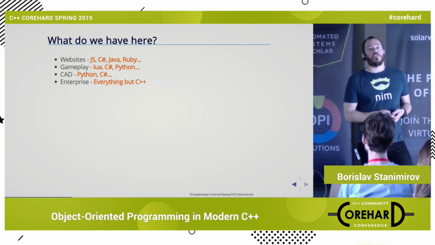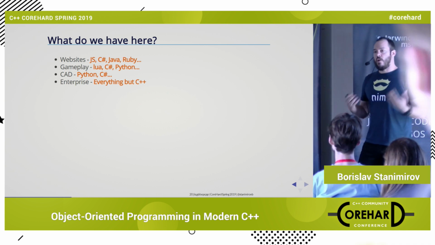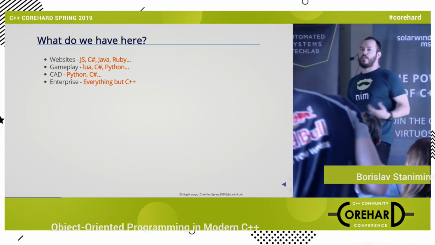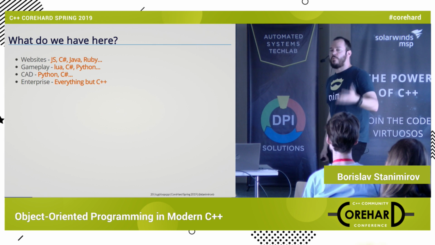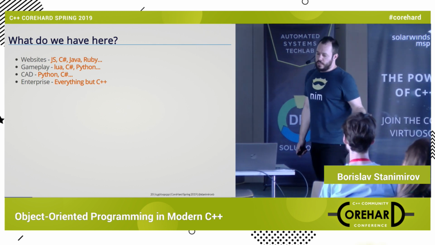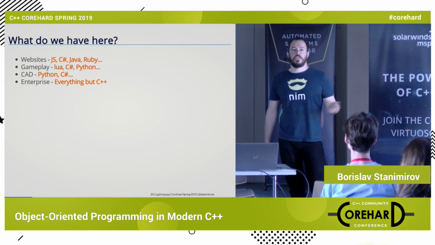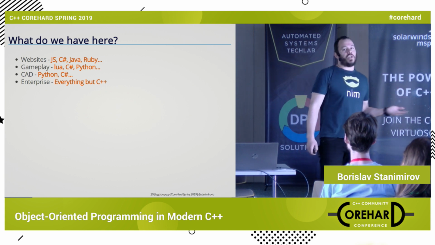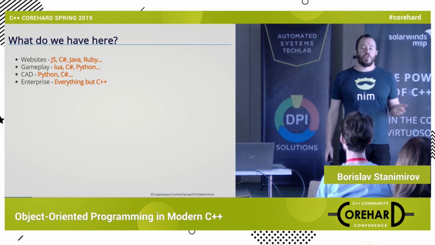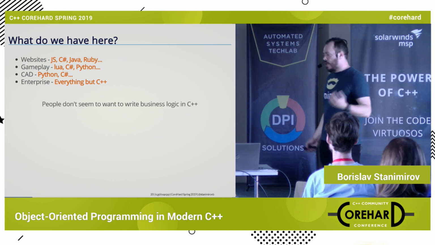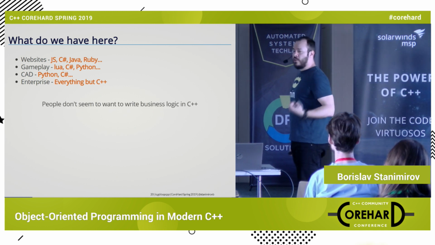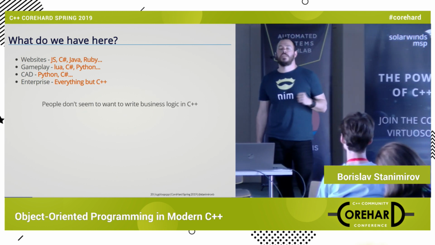But for example, the most popular ones, Maya and Max, have their own languages in which people write the business logic, the concrete tools that compose the CAD system. Enterprise software, again, is typically Java-land, but C# is also popular, and most importantly, everything but C++. Now it seems that people don't want to write business logic in C++.